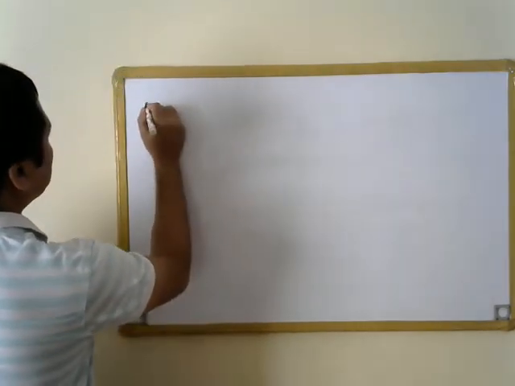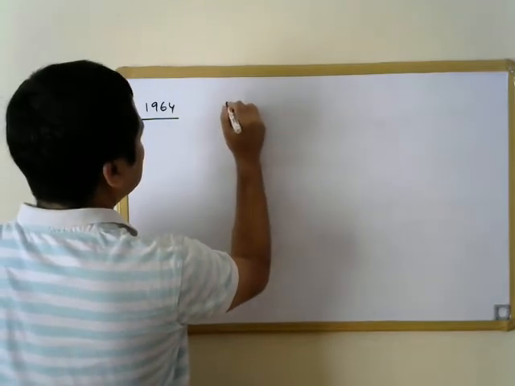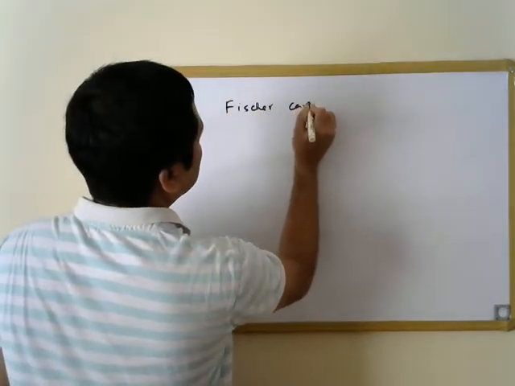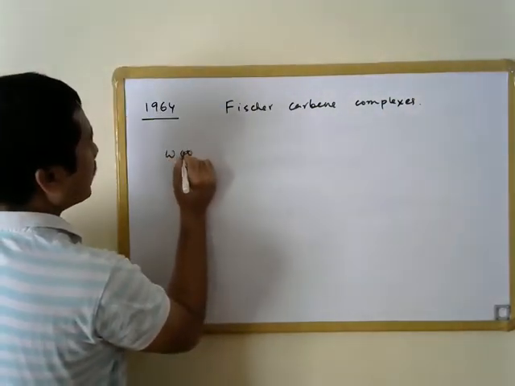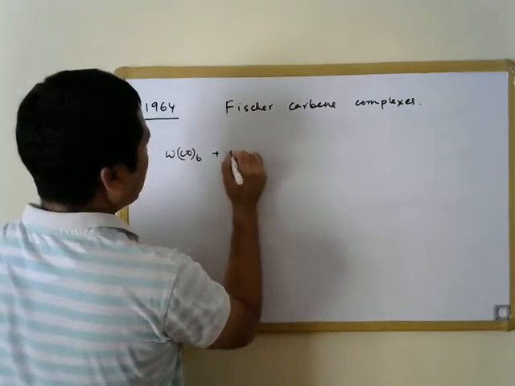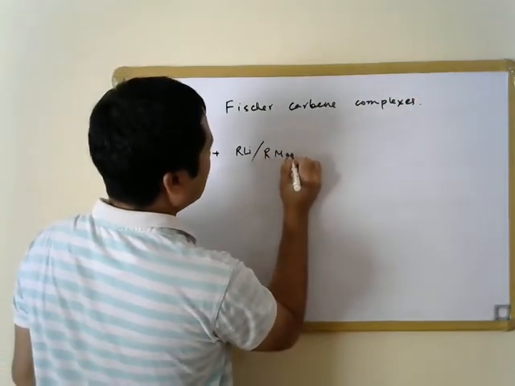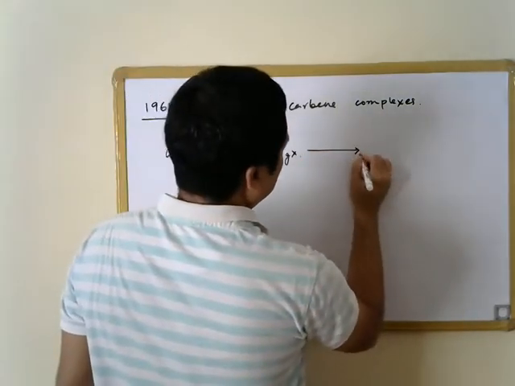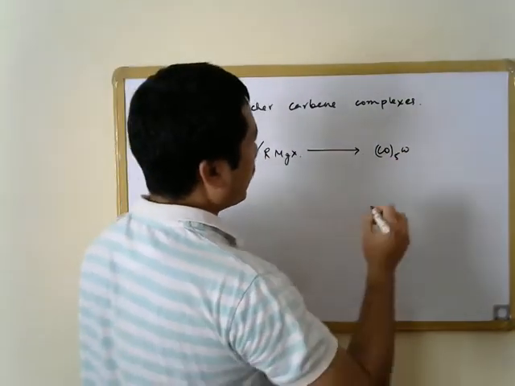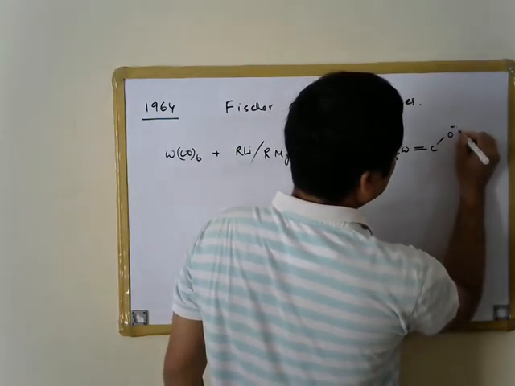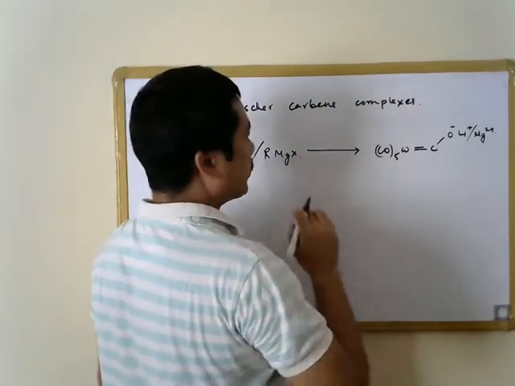So let us go and see once again the synthesis of Fischer carbene complexes that was discovered in the year 1964 by the research group of Fischer. So we start with a metal carbonyl complex and then react it with alkyl or aryl lithium reagents, RLi, as well as you can also use RMgX, a Grignard reagent, where magnesium replaces lithium. This will eventually lead to formation of a metal carbon double bond.